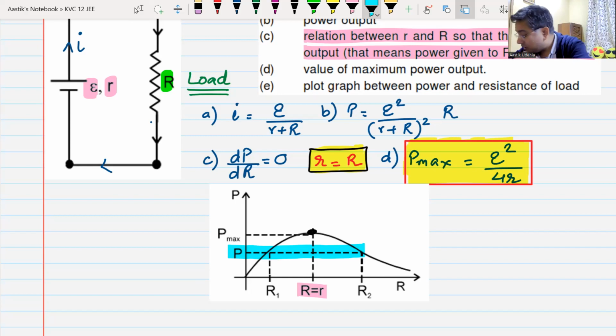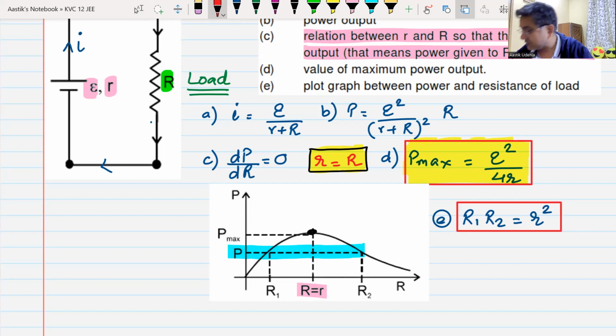Now, for any given power, you will have two values of R, capital R, for which that power is possible. Do we understand this? It can be proved by simple maths, which I don't have the time to do, that the two resistances R1 and R2 will satisfy a relation with R square. Keep this in your mind, because if it comes in JEE, you will not have time to solve it.